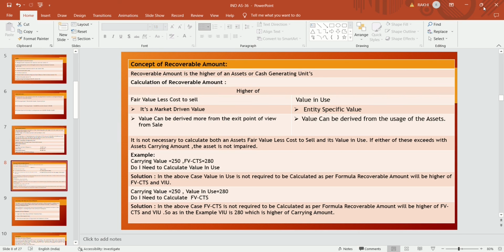For example, carrying value is 250 lakhs and fair value less cost to sell is 280 lakhs. From this question we will find out that 280 lakhs is more than 250 lakhs.